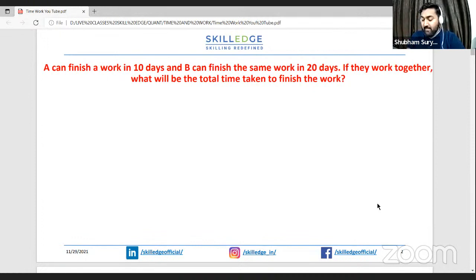See, in the questions, the work will not be given, Shivu. So whatever the work you are assuming, by default, you have to assume that work as a multiple of the number of days which are given to you. Like in this case, we've been given a person can do in 10 days, another can do in 20 days. So choose the amount of work which is a multiple of both 10 and 20. You can choose a number 20 or 40 or 60. Doesn't matter. For every amount of work that you choose, you'll get the same answer. Try it.